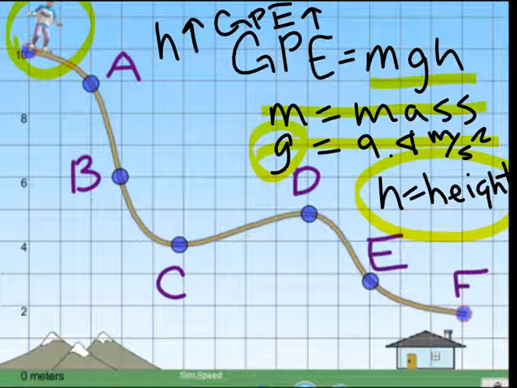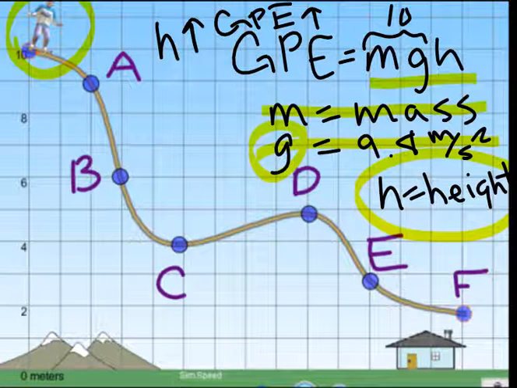We can do that by testing if we wanted to plug in everything. So if I've got, let's say that our m and our g equal 10. And so if my height is 5, then my GPE is going to be 50. But if I double that height, if I have more height, and it's 10, then my GPE is going to be 100. So we can see that this relationship right here exists.